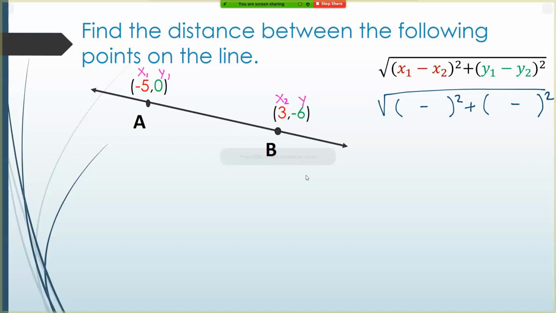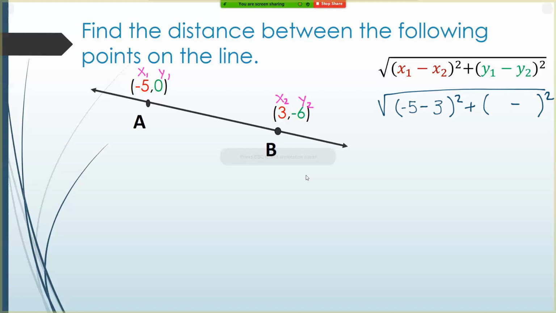For this one, I labeled the top left point x1, y1, and the second point, the one on the right, x2, y2. So when I plug into my formula, I want x1 minus x2. Well, x1 is -5. x2 is 3. So I'm going to plug in -5. The minus sign comes down from the formula, and then I have a 3. That's all in parentheses, squared. Again, that squared is from the formula.